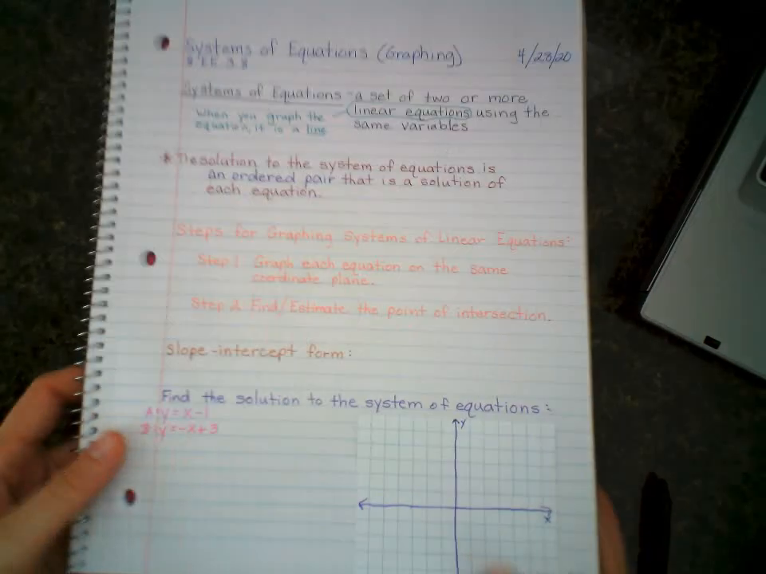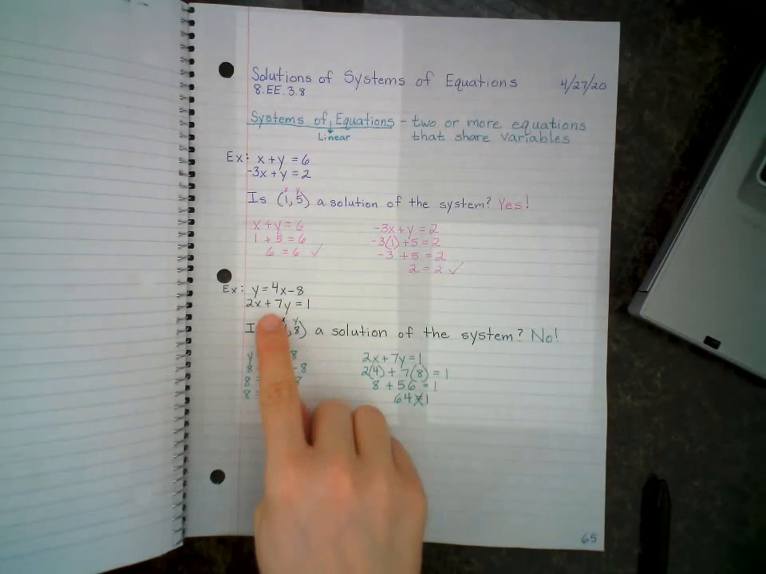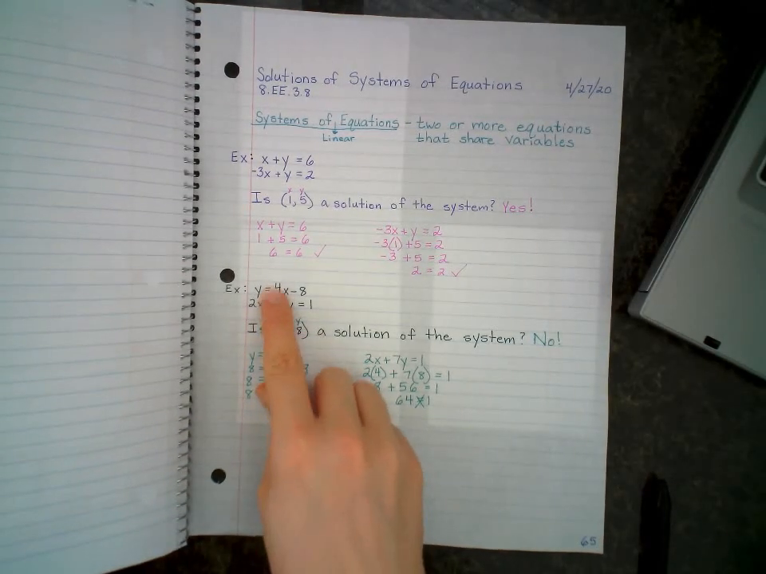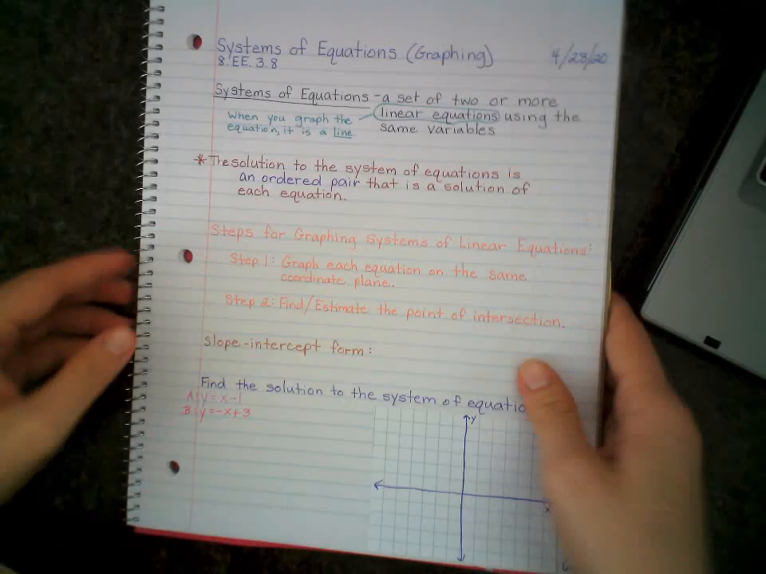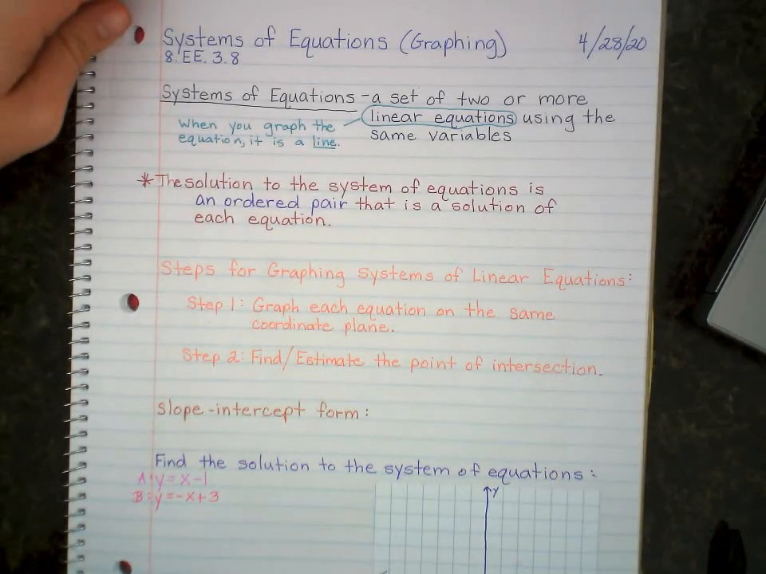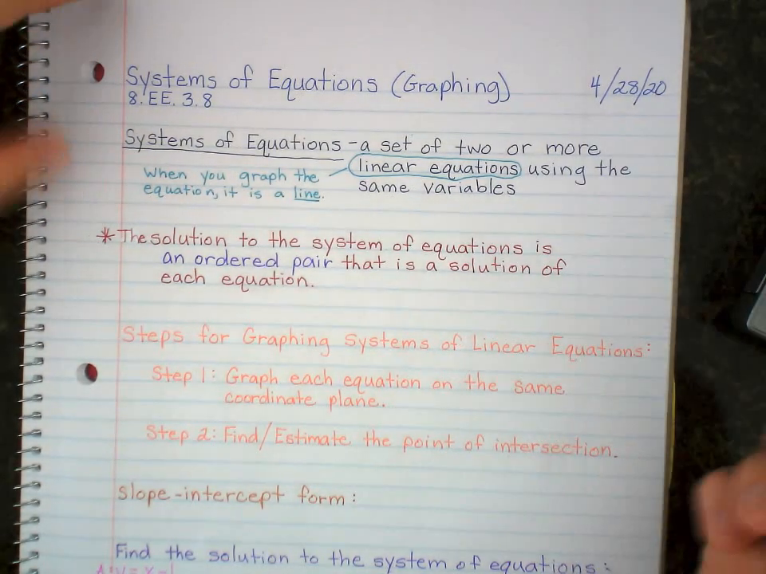So yesterday we saw that these were our linear equations, and they had the same variables. They used x and y in both equations. Now, could we switch the variables and use a and b? Sure. Most commonly, though, you'll see x and y.